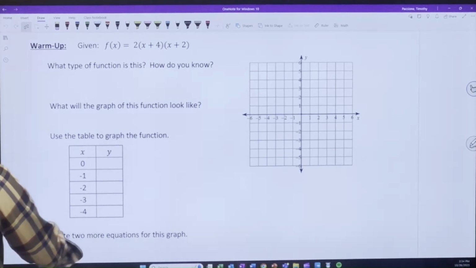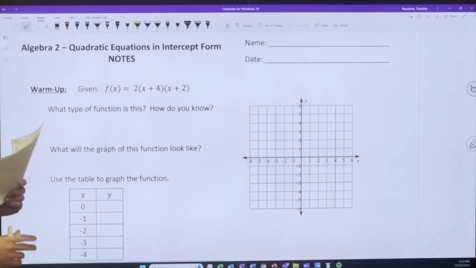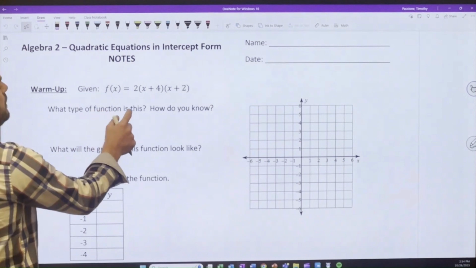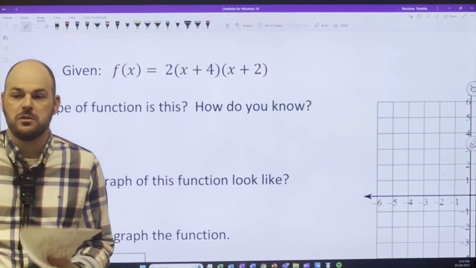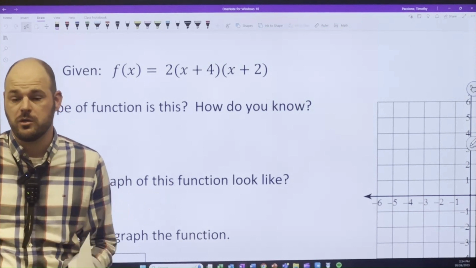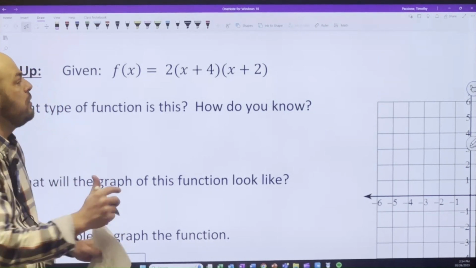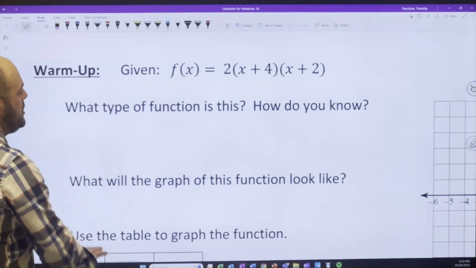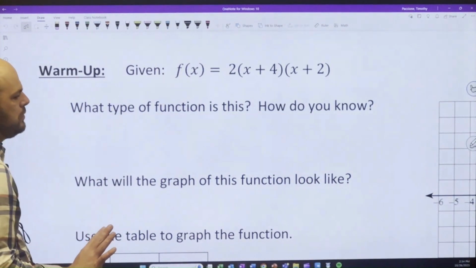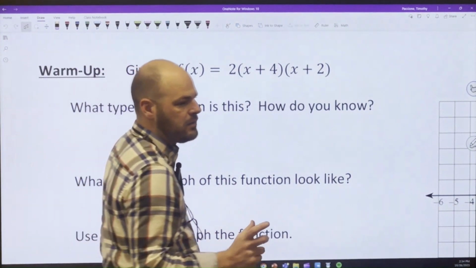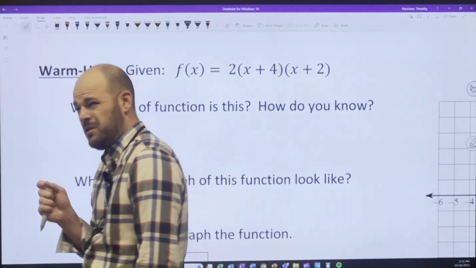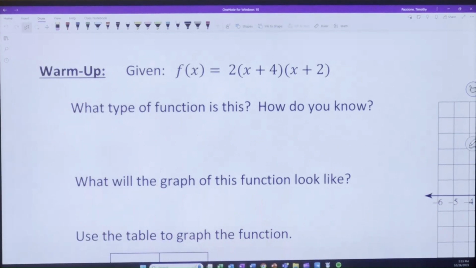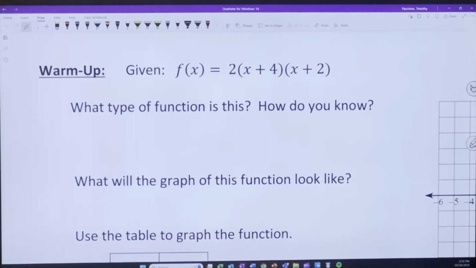So we got this situation here where we got this equation, where we've talked about it a little bit, but not enough to totally answer these questions without doing some critical thinking. So it says, what type of function is this, and how do you know? Well, if you forgot about the lesson a few days ago where we briefly mentioned this form, I think we gave you one example. If you forgot about that, you could think it through.